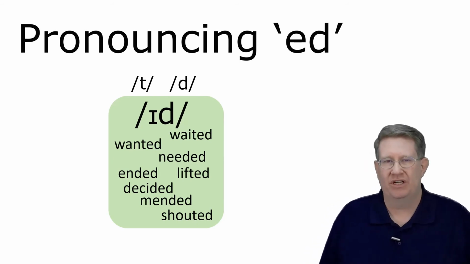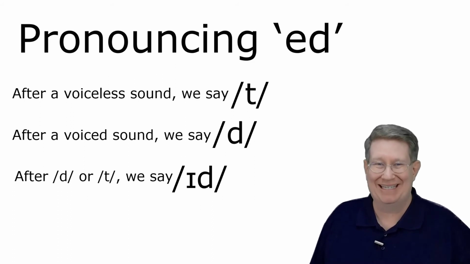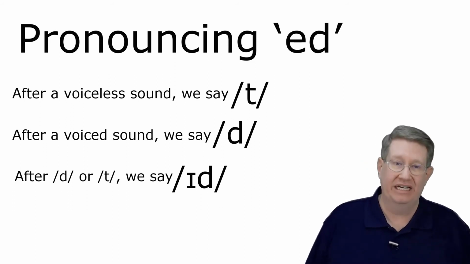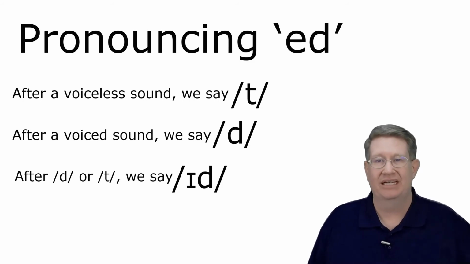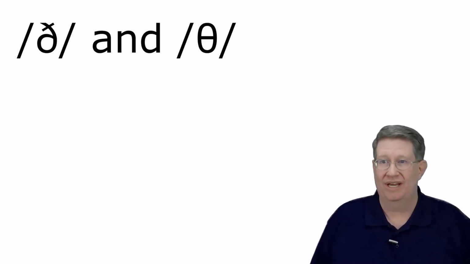So we'll take all three of these symbols. We'll make our very simple rule here. After a voiceless sound, we say t. After a voiced sound, we say d. And after a d or a t, we say ud. Okay, the next thing to look at.